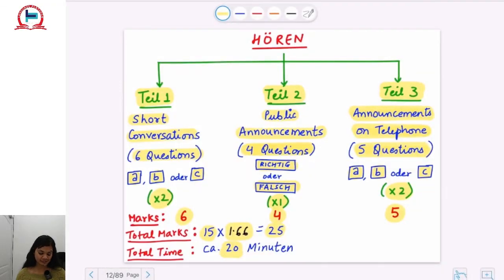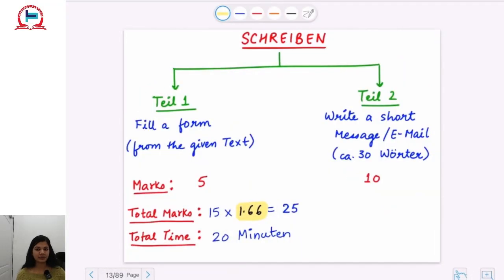Moving on to the next Teil, the Schreiben Teil. Schreiben is the writing part. This has 2 Teile, Teil 1 and Teil 2. Let's start with Teil 1. Now, Teil 1 is a simple Teil. You just have to fill a form from the given text.